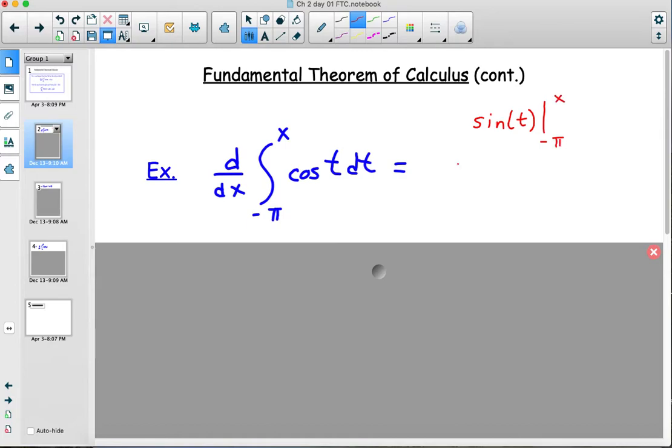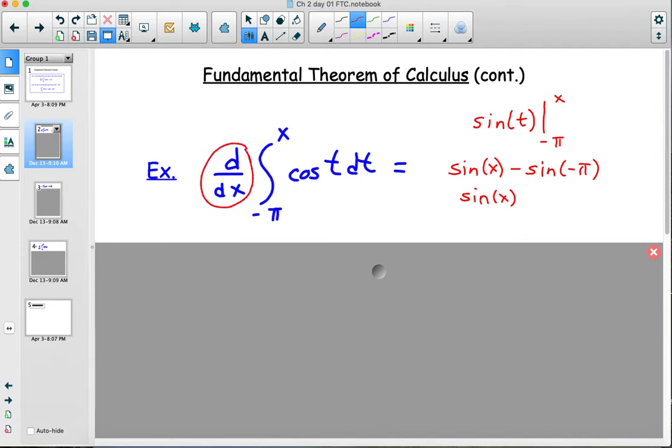So then we plug in the x and we get sine of x minus, and then we plug in negative pi, sine of negative pi. And so we get sine of x minus a constant. Now in this case it happens to be 0, but we just get sine of x. Okay, so we've taken care of the integral.